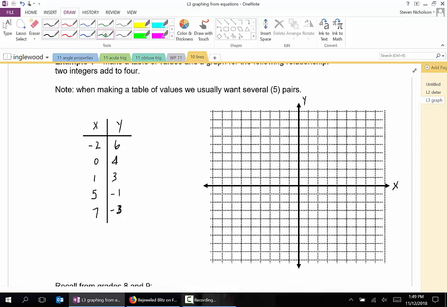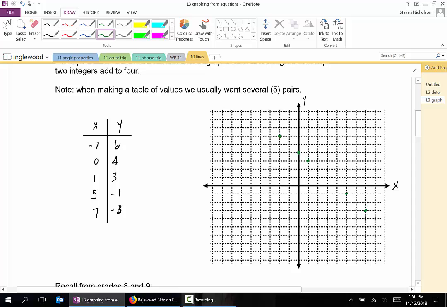And now we're going to plot these points. Remember, we always start at the origin, 0, 0. We go x first, then y. So -2 in the x direction, positive 6 in the y direction gets us there. 0 means we don't move in the x direction, and we go up 4. 1, 3 is right there. 5, -1: over 5, down 1. And 7, -3: over 7, down 3.